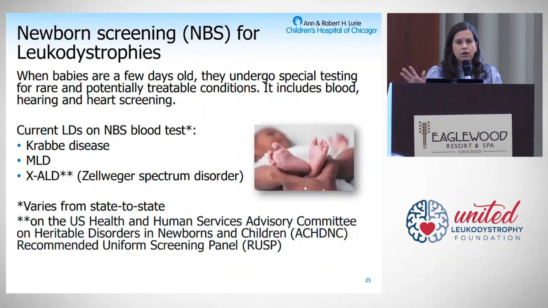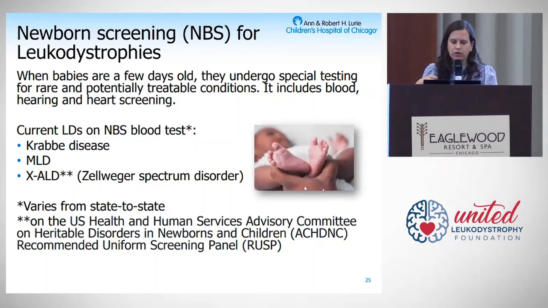Okay, so just a comment about newborn screening. The other way leukodystrophies are diagnosed is via newborn screening. As you know, when babies are a few days old, they undergo special testing for rare and potentially treatable conditions. Actually, it includes blood tests as well as hearing and heart screening. The current leukodystrophies that are on newborn screening are Krabbe disease, metachromatic leukodystrophy, and X-linked adrenal leukodystrophy. The very long-chain fatty acids for adrenal leukodystrophy also diagnose Zellweger spectrum disorders.